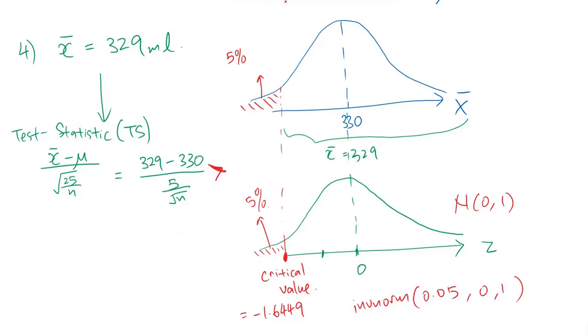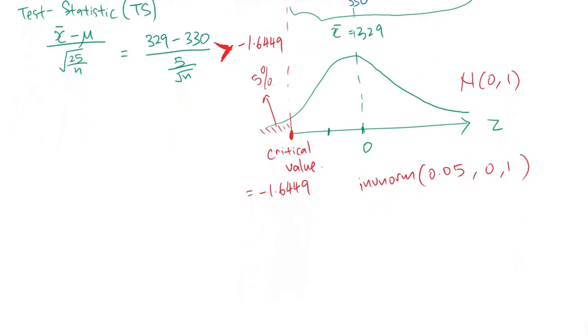That's why it's greater than the critical value. So negative 1.6449. Okay, so more or less you can see where this is going. All I need to do now is to manipulate the equation and solve for n. Let me try to do that here.